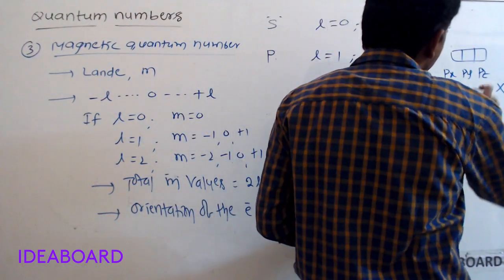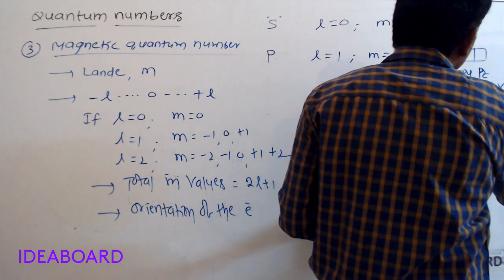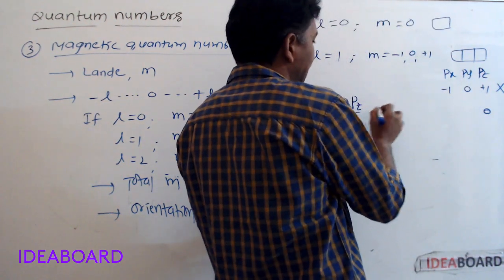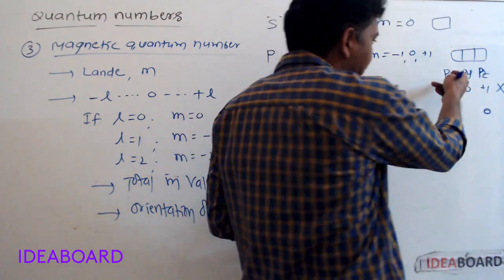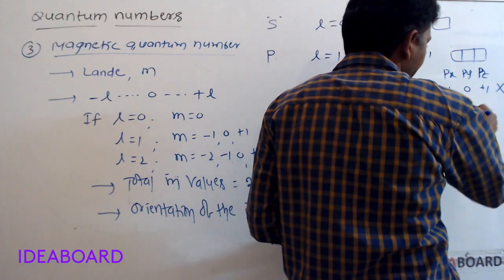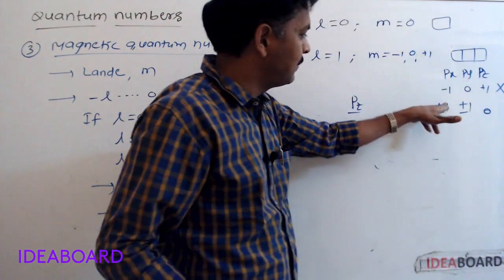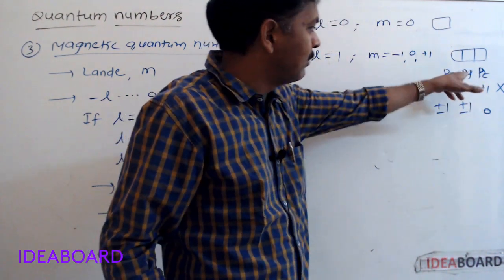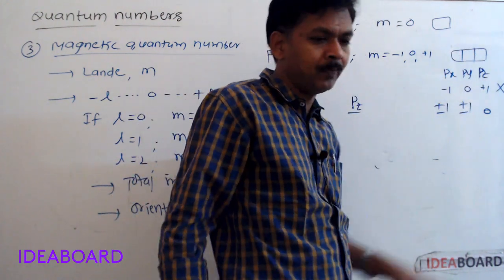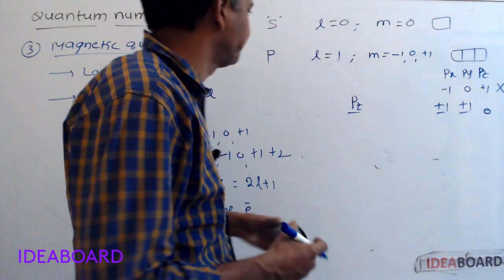Conventionally for pz, the m value should be 0. Then for px, we can take plus or minus 1. Even for py, you can take plus or minus 1. But for pz, it should be 0.